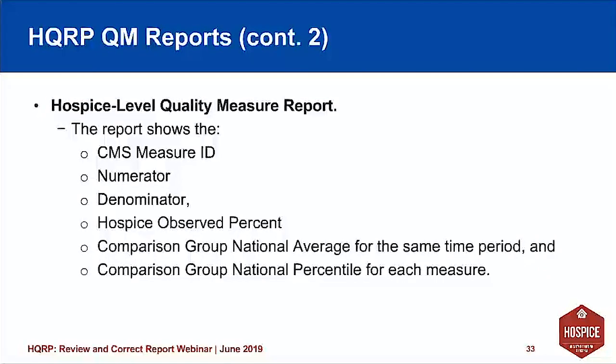So for the hospice level QM report, you're going to see for the 8 measures, the report shows the CMS measure ID, and this is a unique ID that identifies that particular measure. And it also will show the numerator and the denominator, the hospice's observed percent, and the comparison group national average for that same time period, and the comparison group national percentile, which indicates the hospice's ranking nationally.